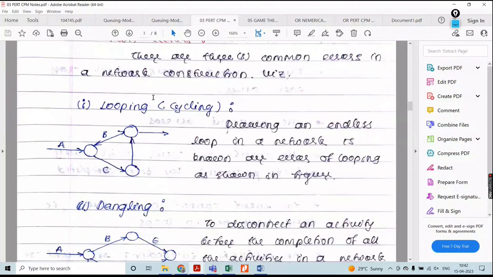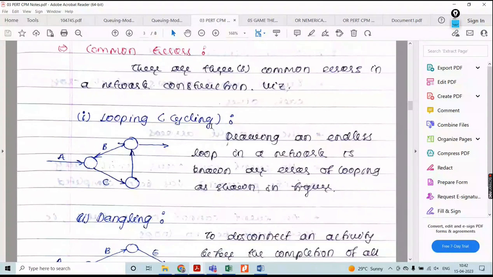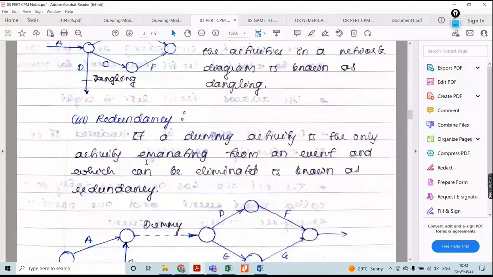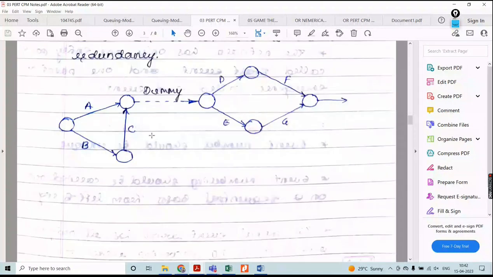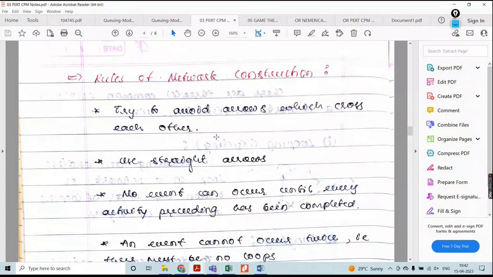Okay, then common errors. These are not required, but you need to understand the logic. That is the looping cycle, then dangling, redundancy. Okay, for the creation of the dummy element with respect to the connected loop. Then rules for construction of the network.